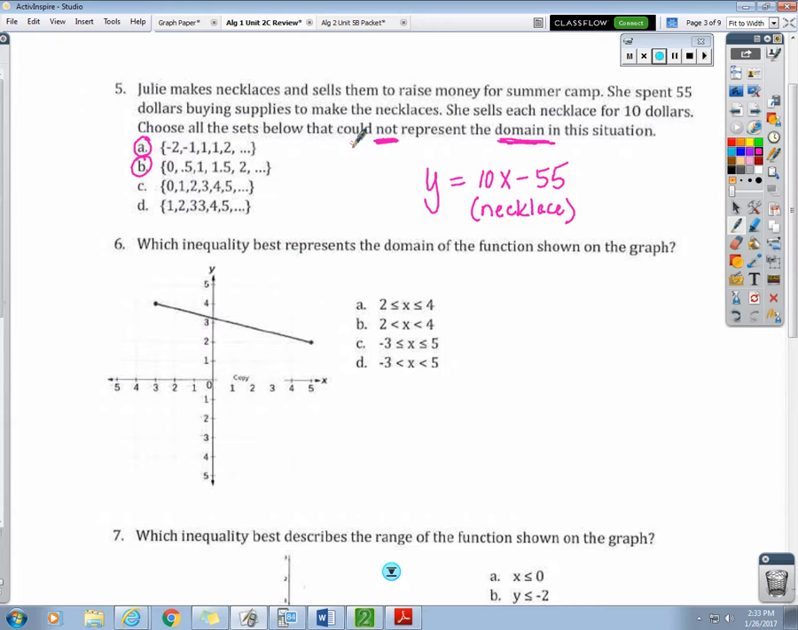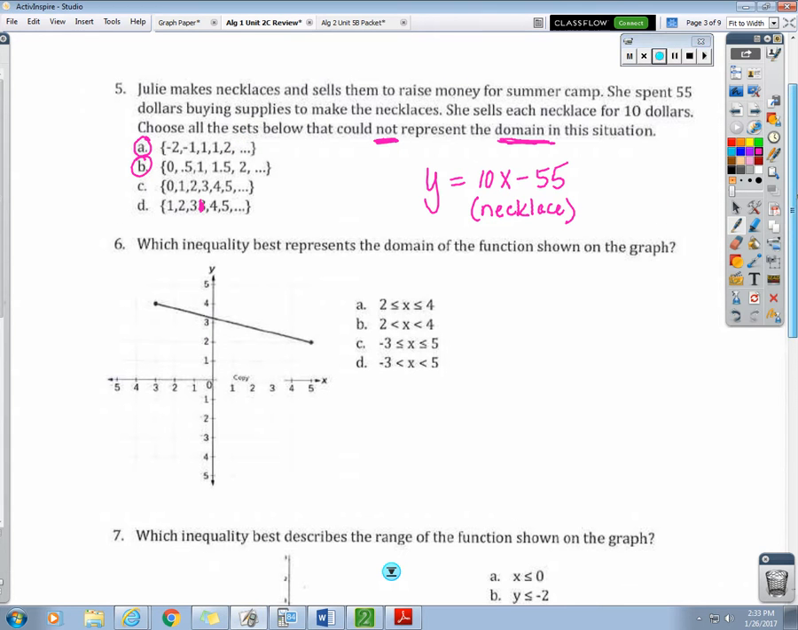C and D could represent the domain. She could sell 0, 1, 2, 3, 4, 5, or just 1, 2, 3, 4, 5. But they're looking for what does not represent it, so that's why those were not the right answers. I don't like questions like that, but unfortunately, you're going to have them from time to time. You've just got to read the question well. You're looking for the ones that would not be a good thing for the domain, and you couldn't have -2 necklaces, you couldn't have 0.5 necklace, so those are the answers, because of the "not."